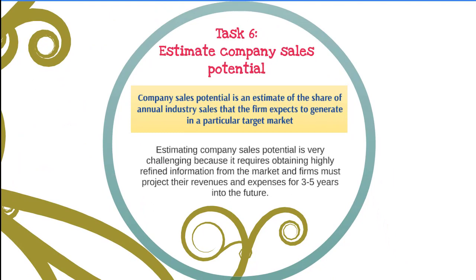The final task in the global market opportunity assessment is to estimate the company's sales potential. Company sales potential is an estimate of the share of annual industry sales that the firm expects to generate in a particular target market. This estimate of future potential revenue is a very challenging task because it requires obtaining highly refined information from the market, and the company must project their revenues and expenses for the next 3 to 5 years into the future.